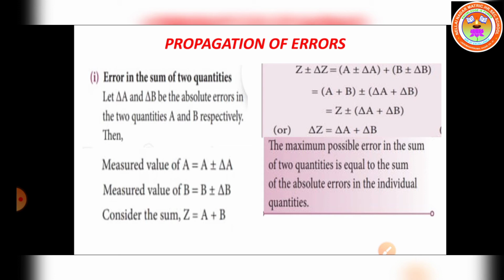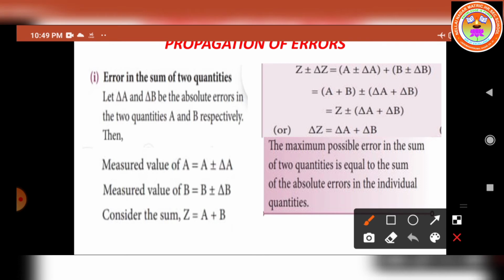So first we have to write the measured value of A is equal to A plus or minus delta A. A is the first quantity and delta A is taken as the absolute error of quantity A. Then the measured value of B, we can write, is B plus or minus delta B, like the first one, the measured value of A. Consider the sum. The sum is denoted by the symbol Z. Z is equal to, we can write, A plus B, the sum of the two quantities. So consider the sum, Z is equal to A plus B.